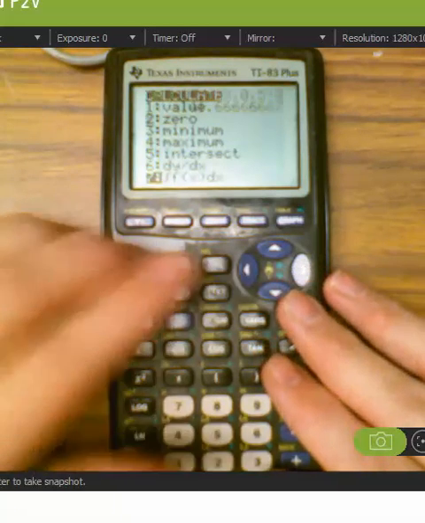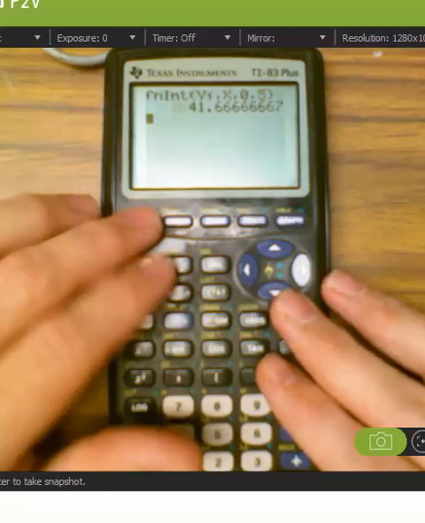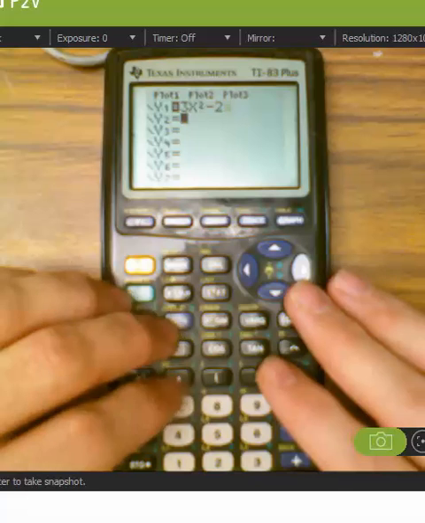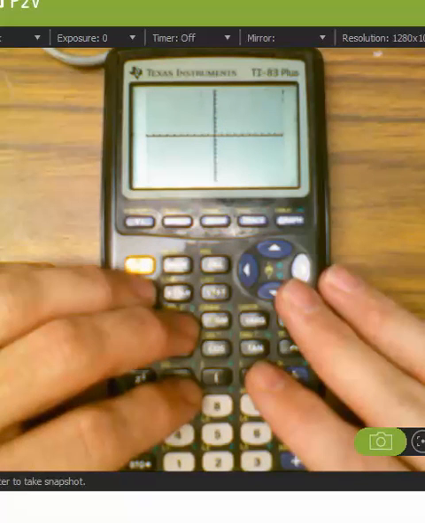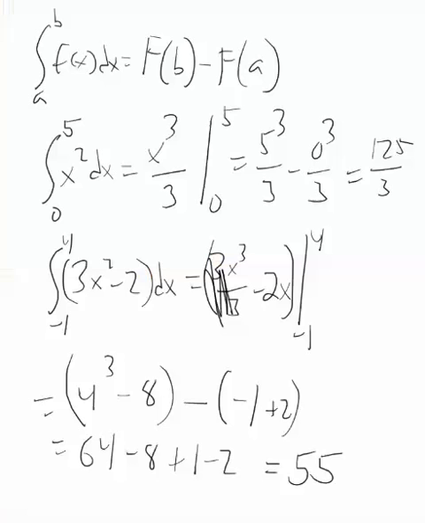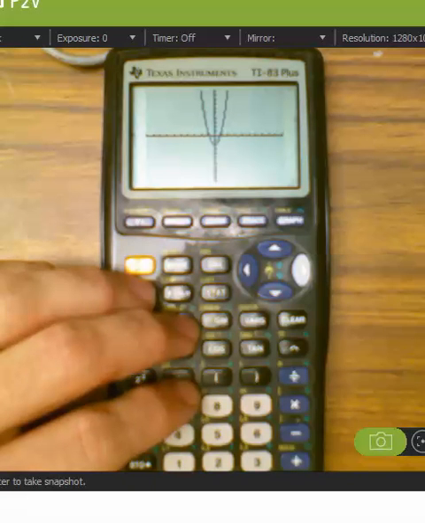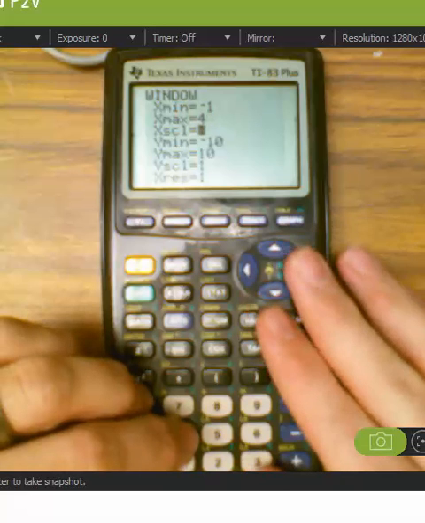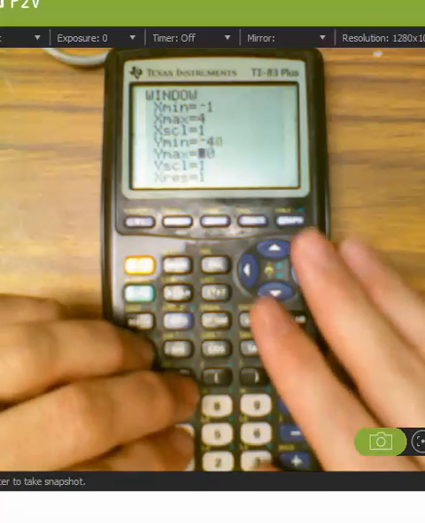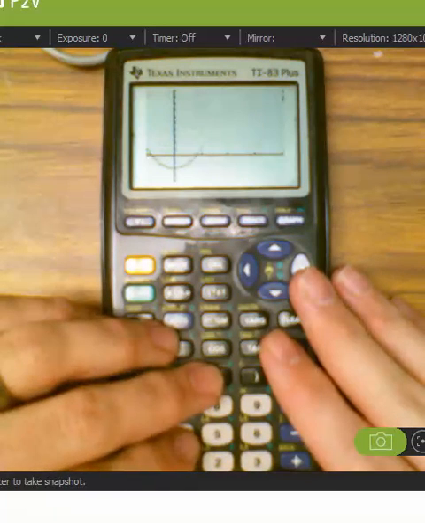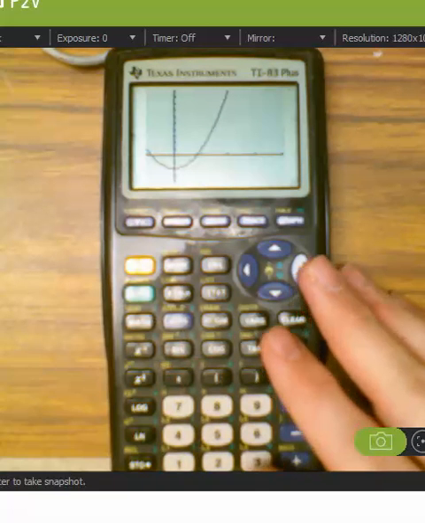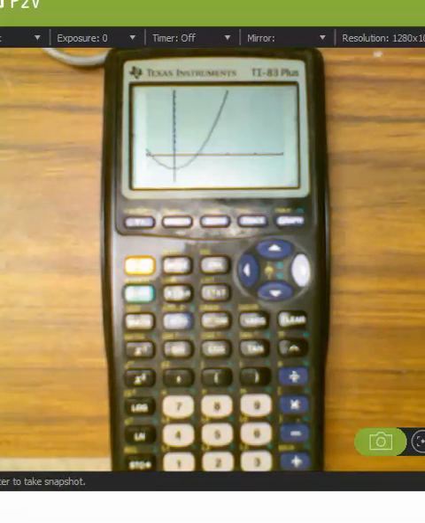Let's exit out of this for a second, and let's graph, what was it, 3x squared minus 2. I'll do a standard window. I think I went from negative 1 to 4 of 3x squared minus 2. So let me change my window, negative 1 to 4. And I don't think I had to go down that far. Let's graph that.